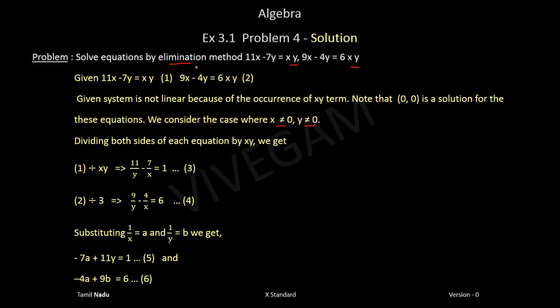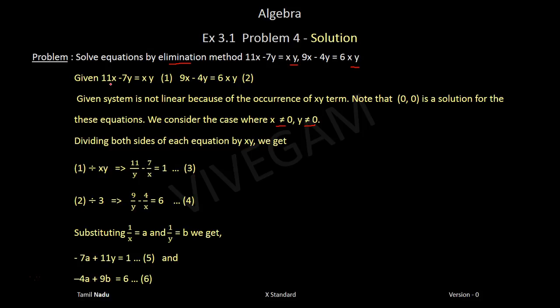And he has already told it is elimination method. Means you will have to get the coefficient of x or y to be the same. But before that, we will have to eliminate this xy. We can't have xy. So what you do, divide both sides by xy. So what will happen? 11x by xy. Divide both sides by xy.